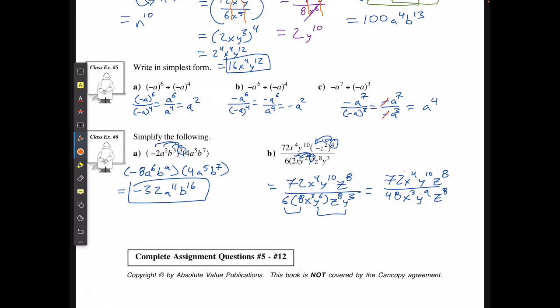And now I can simplify the coefficient, simplify the x's, simplify the y's, and simplify the z's. So 72 does not divide evenly by 48, but I can divide both of them by 24 and get 3 over 2. X to the 4 and x to the 3 just gives me an x, and y to the 10 and y to the 9 just gives me a y. The z to the 8s are actually going to cancel each other out.